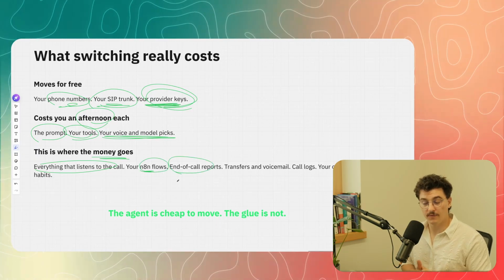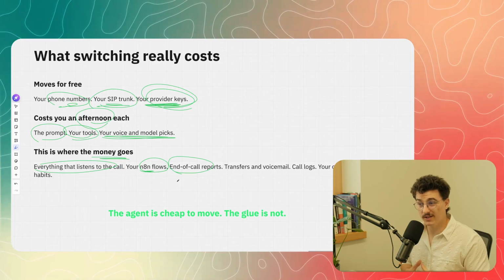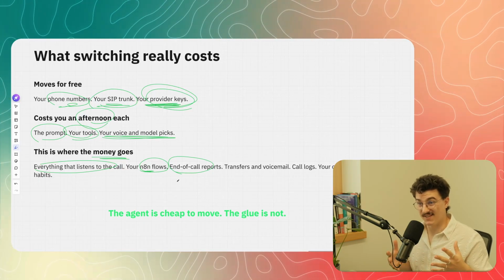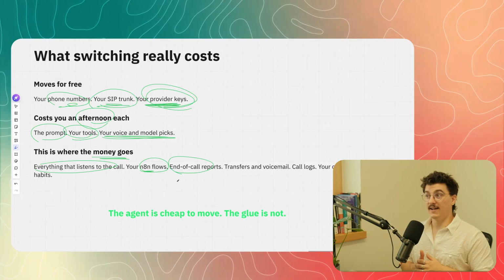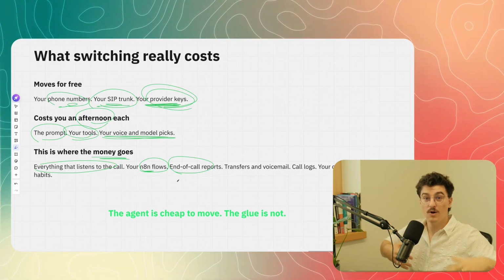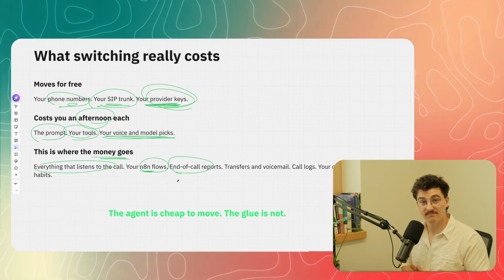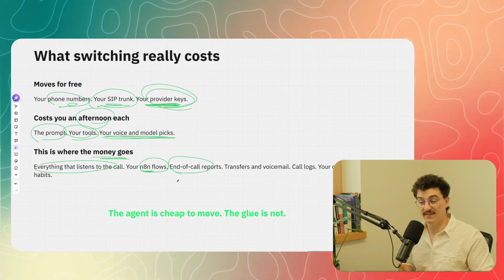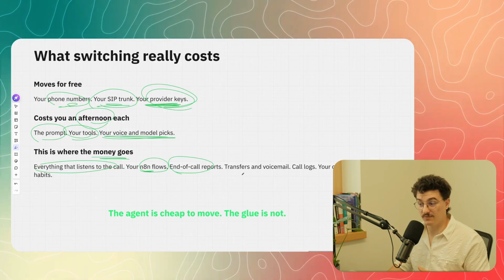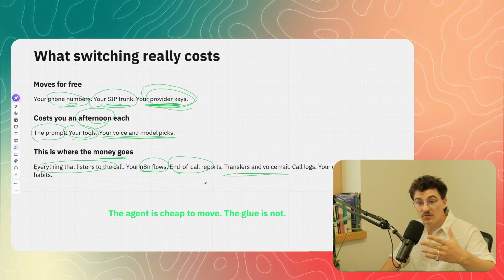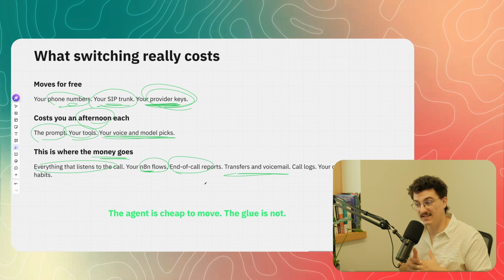The end of call reports. First of all, you need to create an end of call report. But second of all, the schema, again, is different. So your complete end of call report workflow probably needs to change. Transfers and voicemail. This works differently in Vapi compared to LiveKit. You have to build this yourself. It's not too complicated, but this is actually taking time.